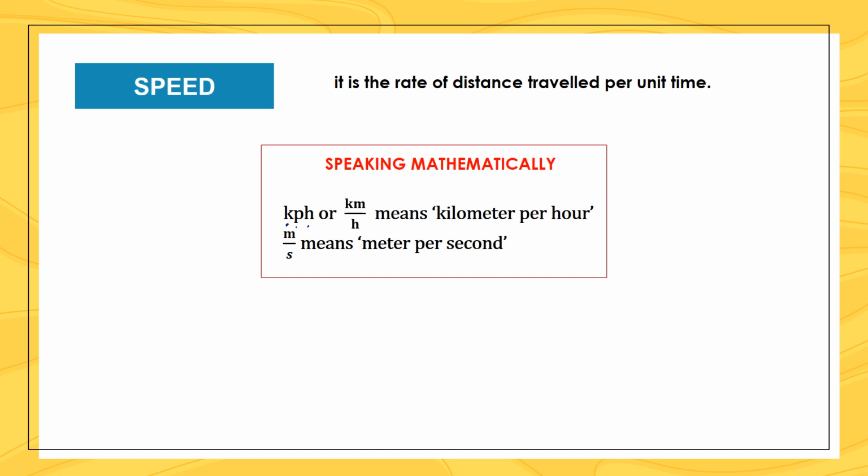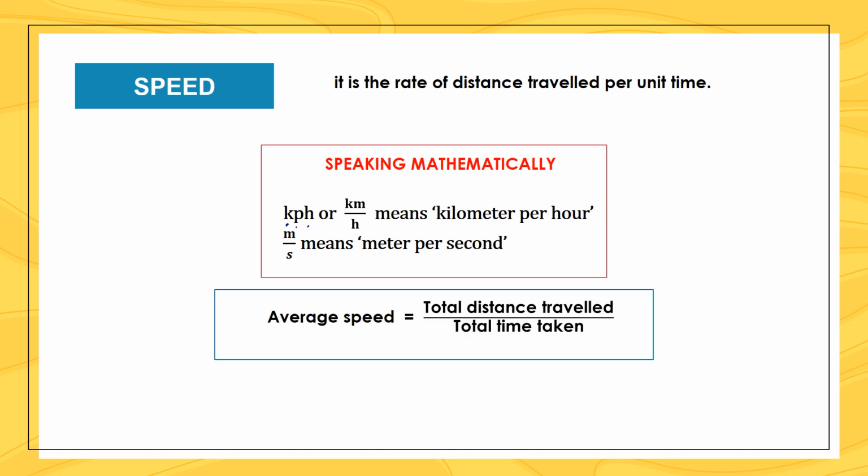So we usually use this to define speed. This is the unit we use for speed. And here's the formula in getting the average speed. Average speed is equal to total distance traveled over total time taken.